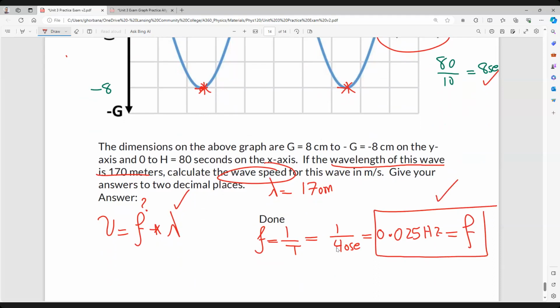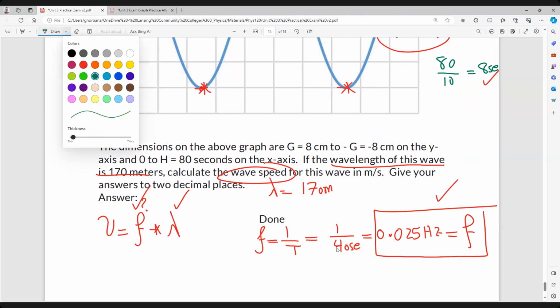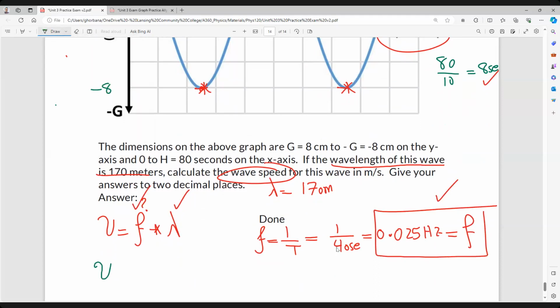Okay, now I have my frequency. Good. So I can plug into the formula. What was the frequency? 0.025 times, what is the lambda? 170. Good. When we multiply these two numbers, 0.025 times 170, it's going to be 4.25. Yes. So the velocity becomes 4.25 meter per second.